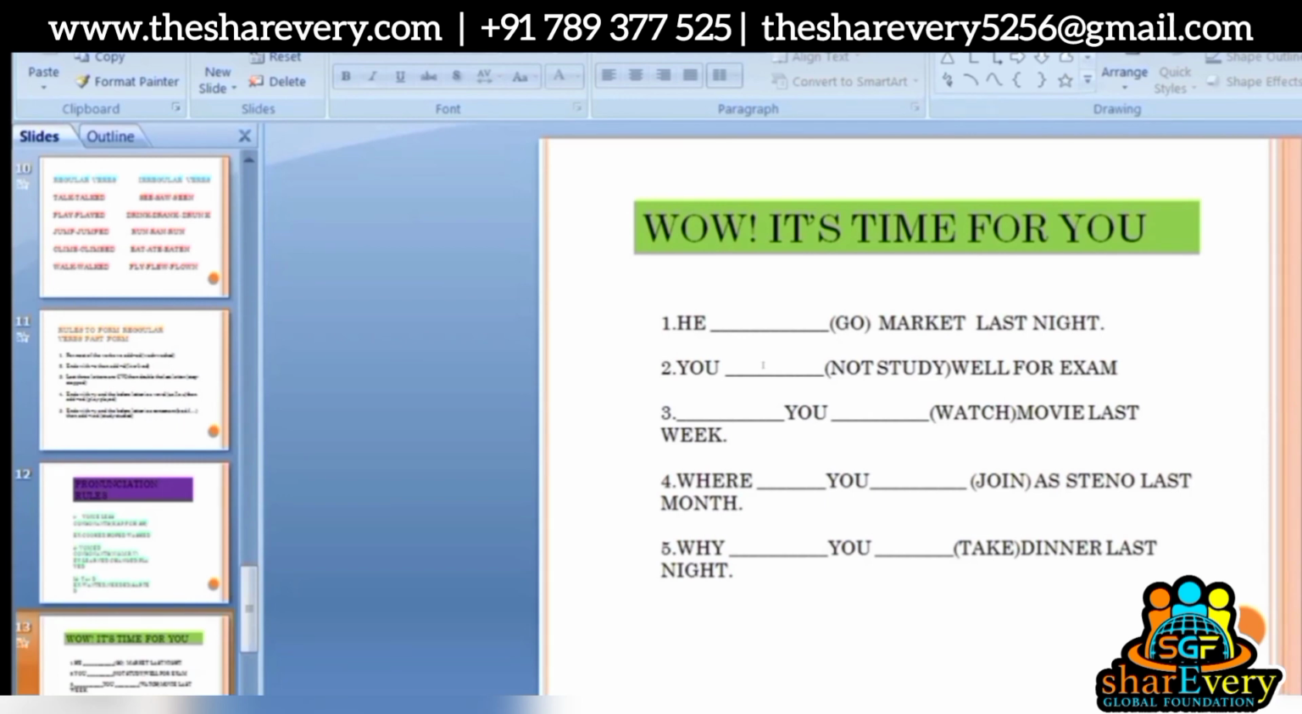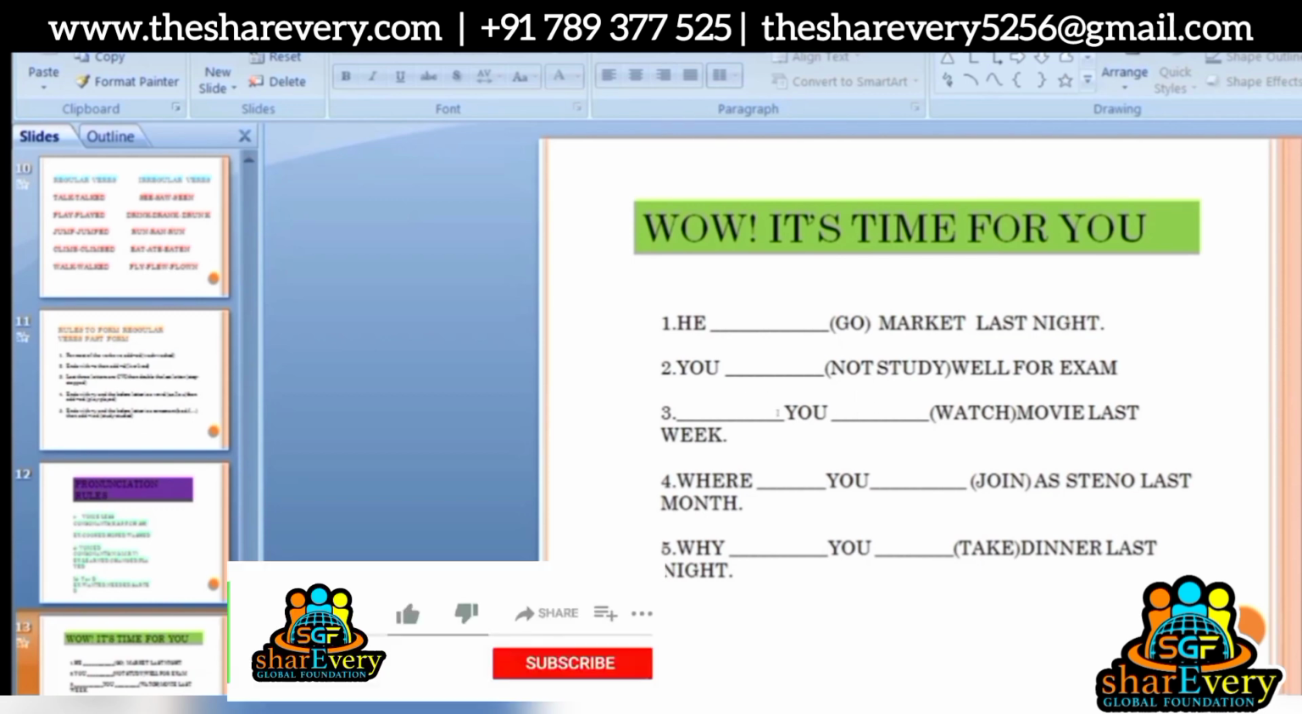Who is the next one? Who gets the chance next? You didn't study well. Good. Here "not" is there, so that you didn't study well for exam. You did not study well. Very nice. Next, this is a question form. Though it is not marked as a question form, by using the blanks, you have to frame it as a question. Here the question mark is not there.